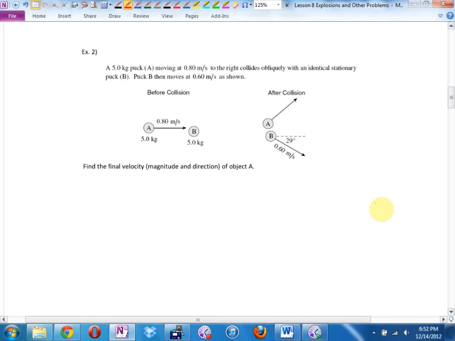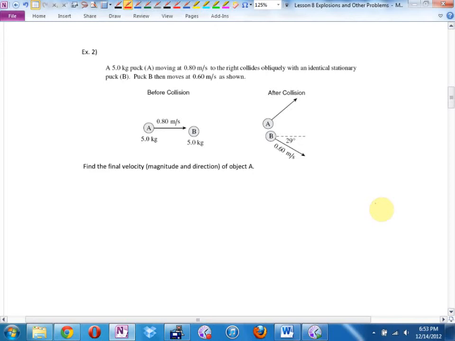Hey, Mr. Dewick, this question looks familiar too. Yeah, it does. Mr. Dewick, I think we did this question already as well. Yeah, we did. We're going to scratch this one out? Well, I think you guys still need a bit more practice with oblique angled collisions.